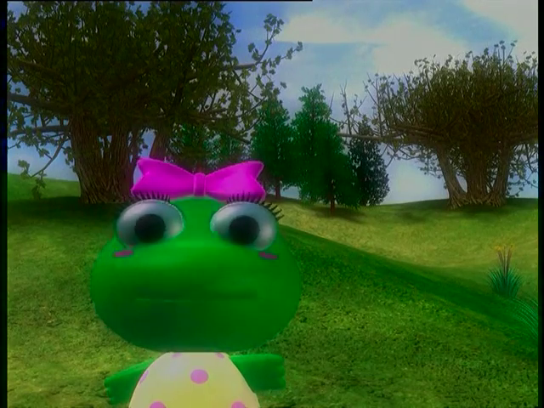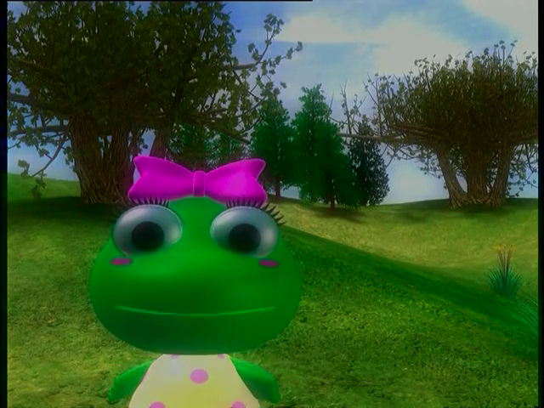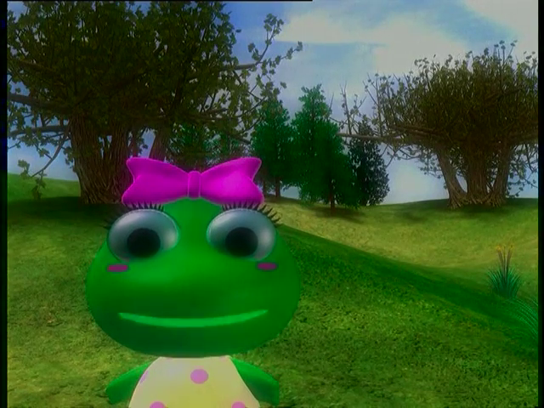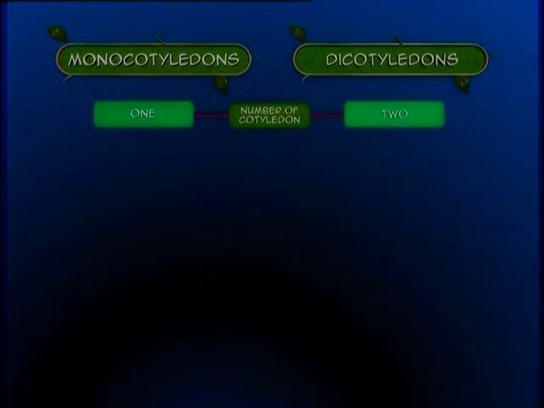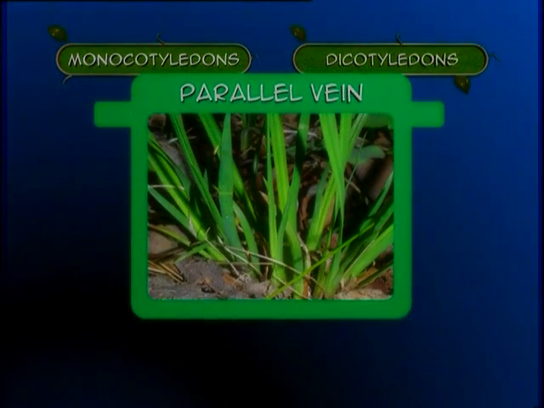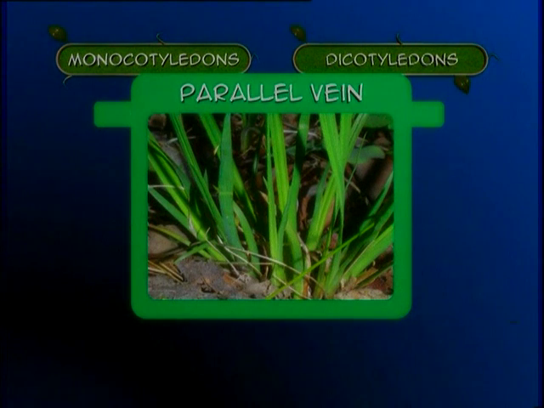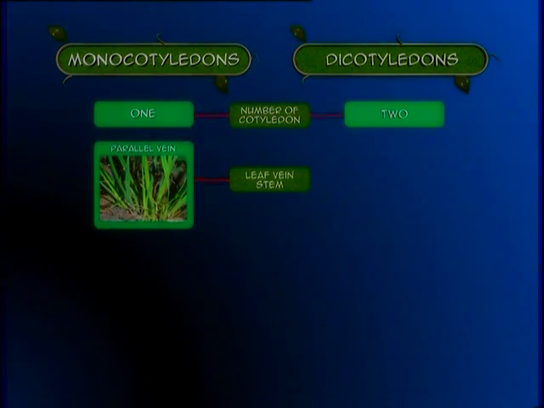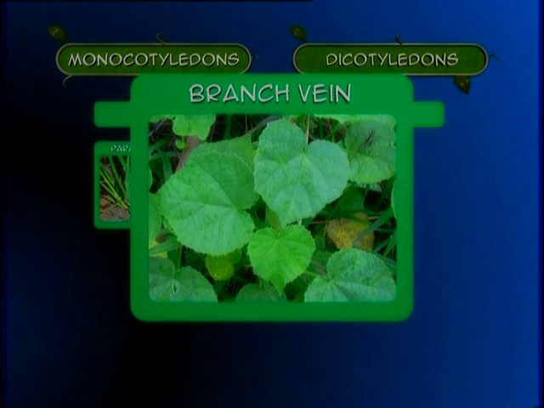Apart from the difference between the seeds of monocotyledons and dicotyledons, there are also other features that separate them. Monocotyledon has long, narrow leaves with parallel veins, such as grasses. And dicotyledon has broad leaves with branched veins, such as the hibiscus.